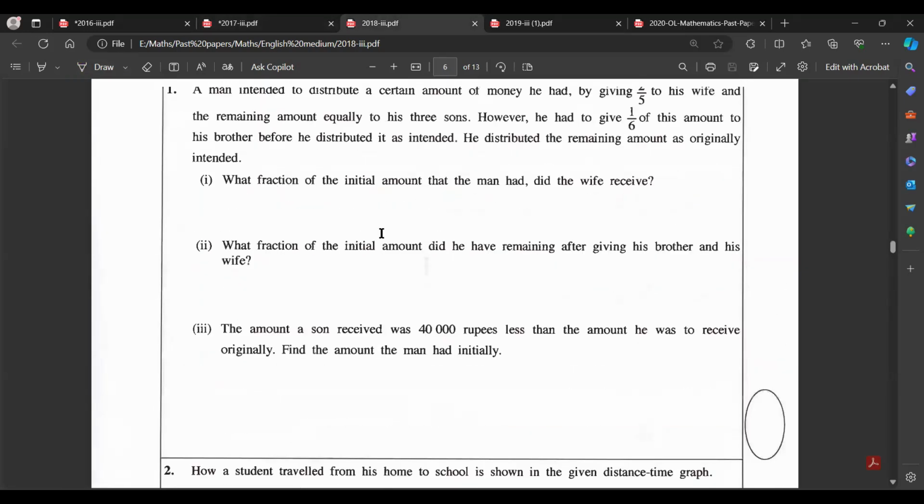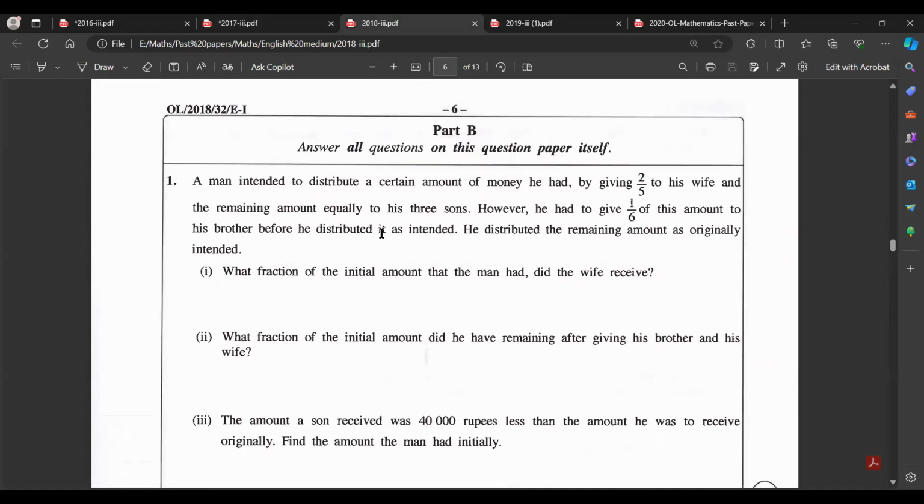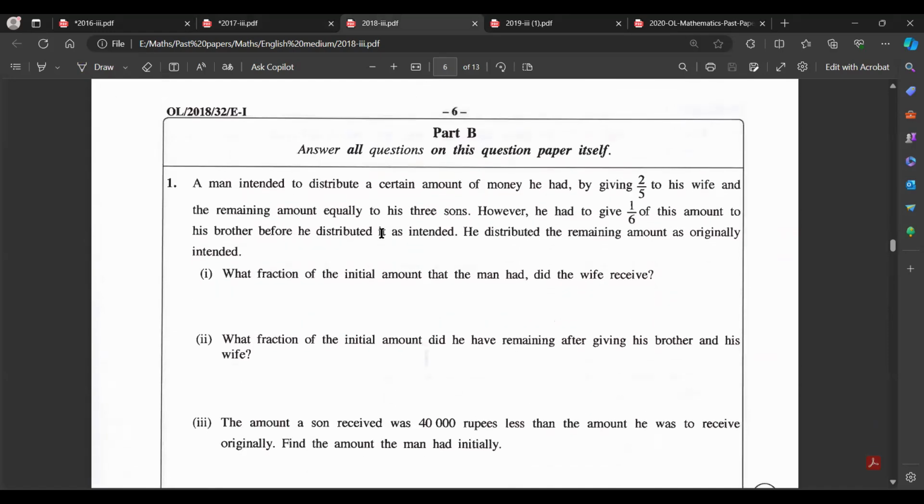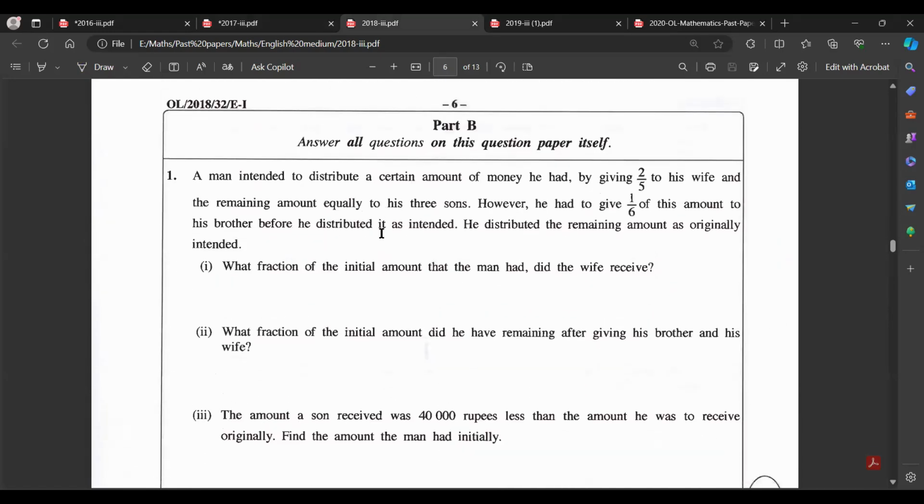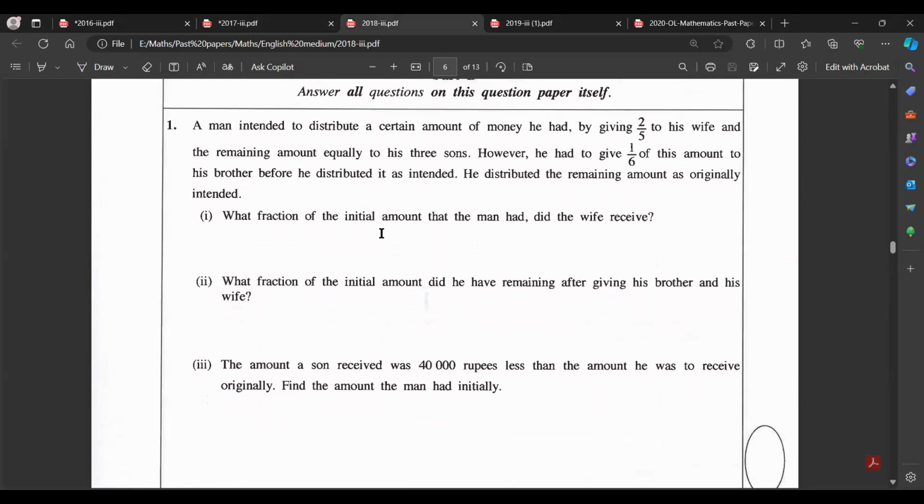Okay. Shall we move to the 2018 one? Yes. They are having only 3 plus now. Shall we start this one? Here is the 2018 question. Okay, I will give some time. Try to do that one.